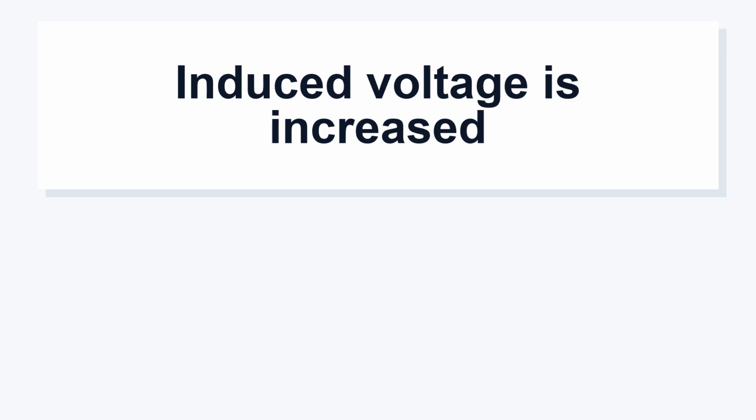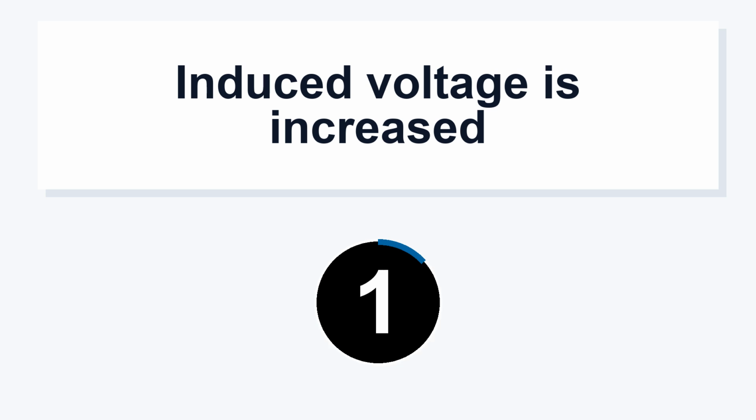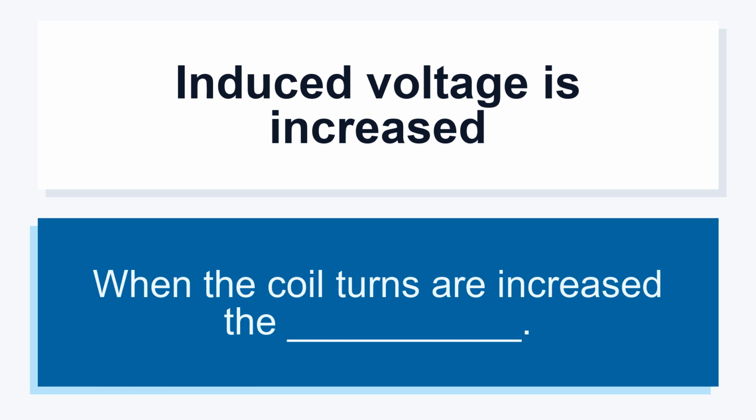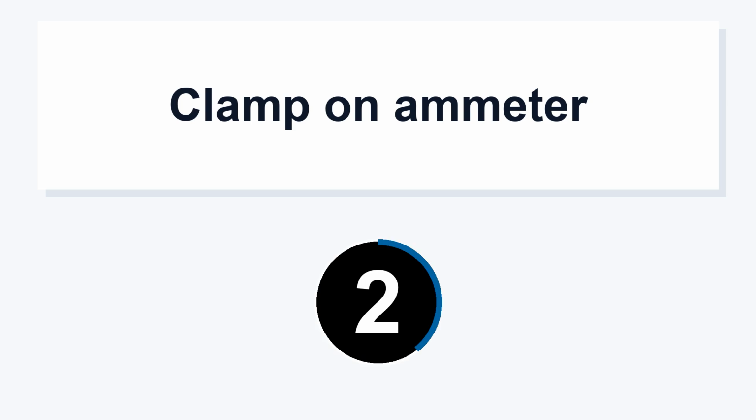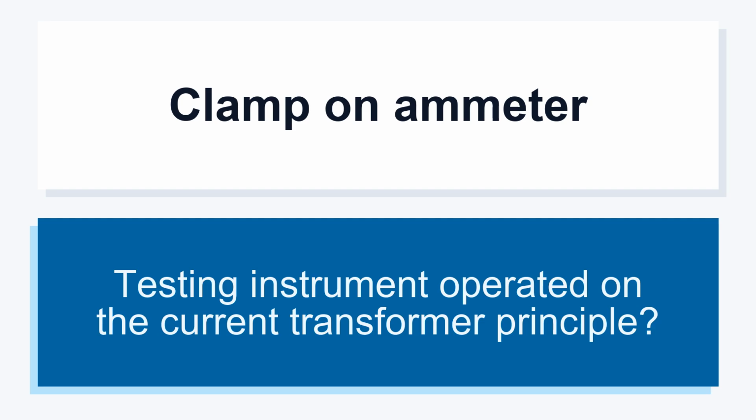Induced voltage is increased. When the coil turns are increased, the blank. Clamp-on ammeter. Testing instrument operated on the current transformer principle.